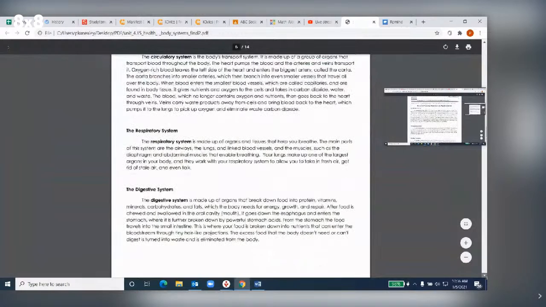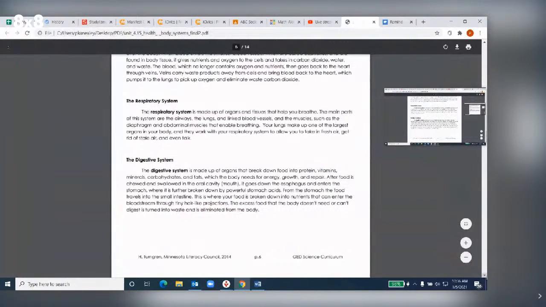It says the digestive system is made up of organs that break down food into proteins, vitamins, minerals, carbohydrates, and fats, which the body needs for energy, growth, and repair. After food is chewed and swallowed in the mouth, or oral cavity, it goes down the esophagus and enters the stomach, where it's further broken down by powerful stomach acids. From the stomach, the food travels to the small intestine. This is where your food is broken down into nutrients that can enter the bloodstream through tiny hair-like projections. The excess food the body doesn't need or can't digest is turned into waste and eliminated from the body.